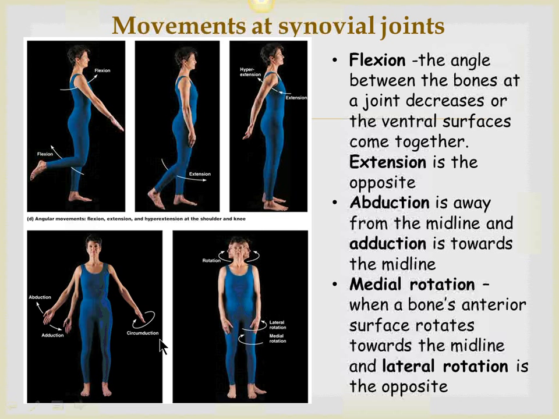And then we have another movement known as circumduction, which you can see here. Circumduction is not a separate movement. It's just a combination of movements. So when you swing your arms around in a circle like this, you're doing flexion, abduction, extension, adduction, rotation. So it's a combination of movements, okay? So the basic movements are only flexion, extension, abduction, adduction, and medial and lateral rotation. Circumduction is not a separate movement. It's a combination of movements.